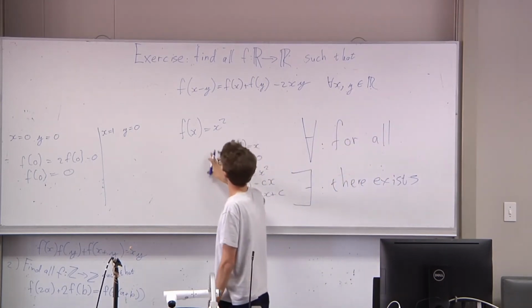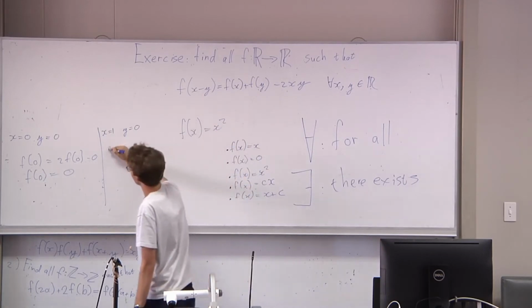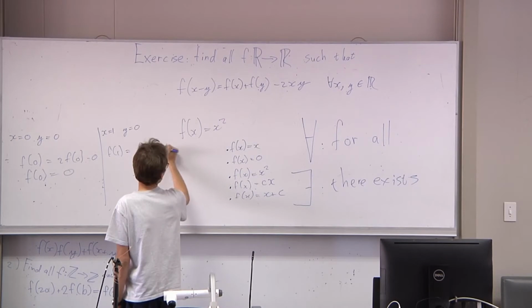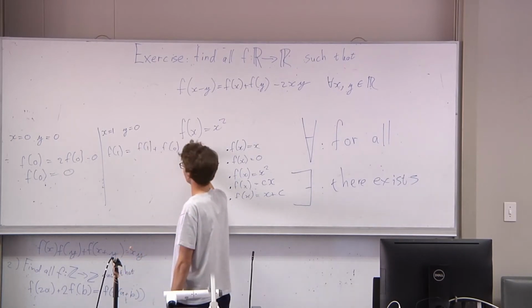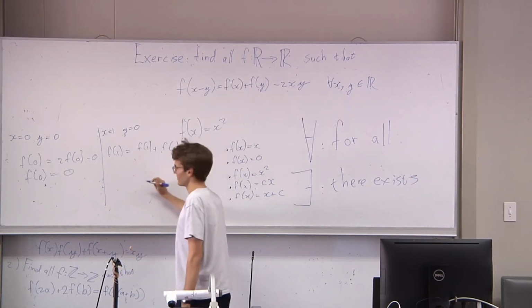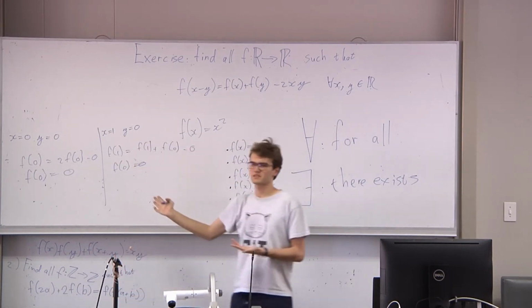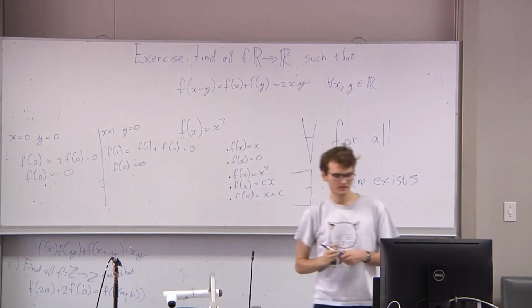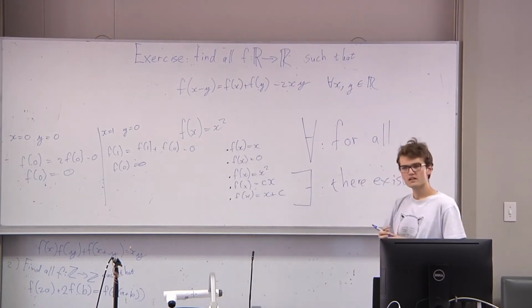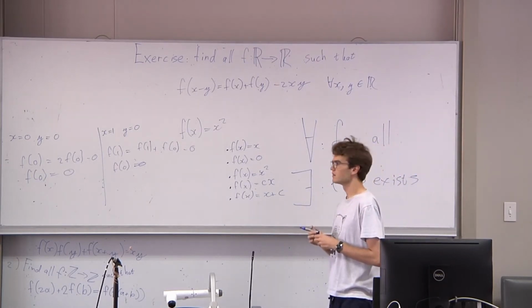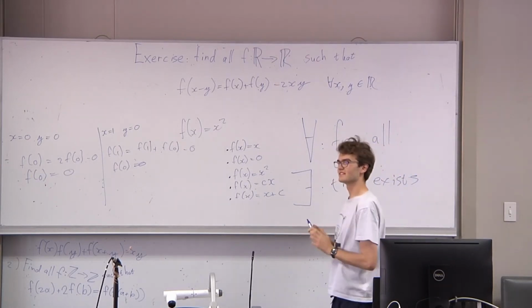Okay, so you get f of 1 equals f of 1 plus f of 0 minus 0, which you simplify to get that f of 0 is 0, which, like we said, is something we knew already. So that doesn't help. The next thing? And then y equals x? Okay, we'll get there in a second.